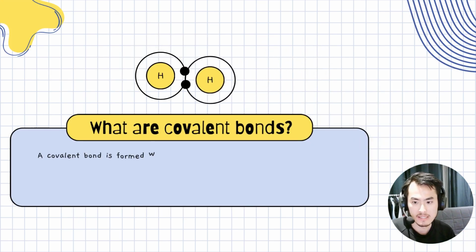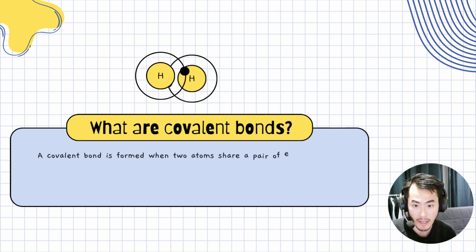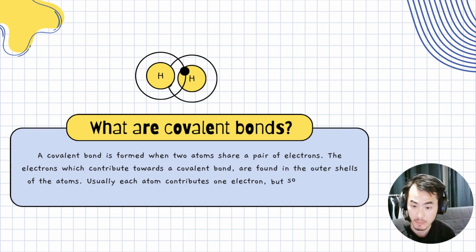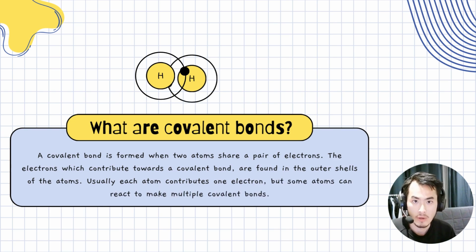So a covalent bond is formed when two atoms share a pair of electrons. The electrons which contribute towards a covalent bond are found in the outer shell of the atoms. Usually each atom contributes one electron, but sometimes they can have multiple covalent bonds. If they are both sharing one electron, you have a single covalent bond. Sharing two electrons, two covalent bonds. Sharing three, three covalent bonds, and so on. So when we talk about covalent bonds, we are talking about sharing electrons between the outermost shell electrons.